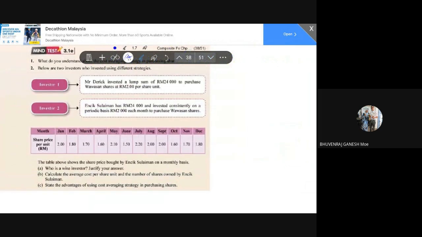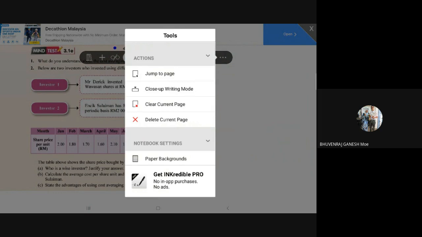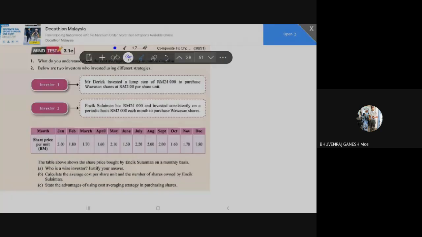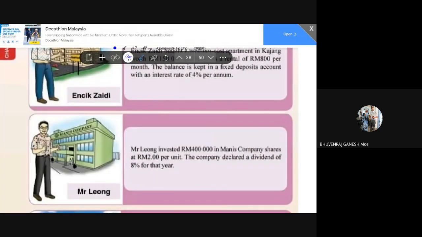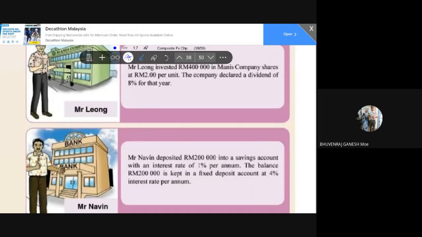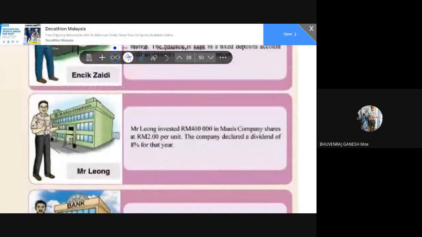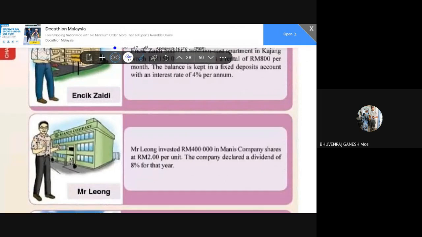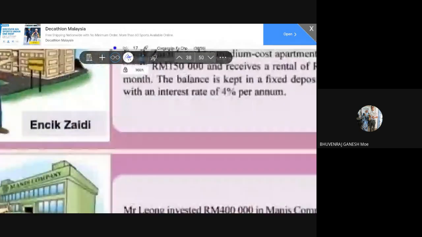Next one, this is the same thing. This one, we are looking at different people. They have their own situation here. This is where we learn how to do investment actually in a good way.